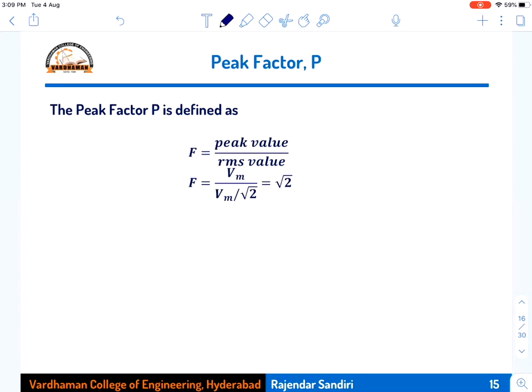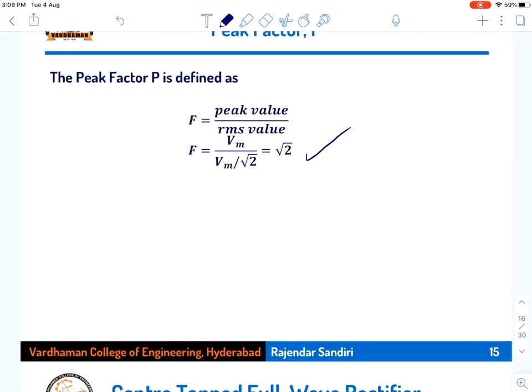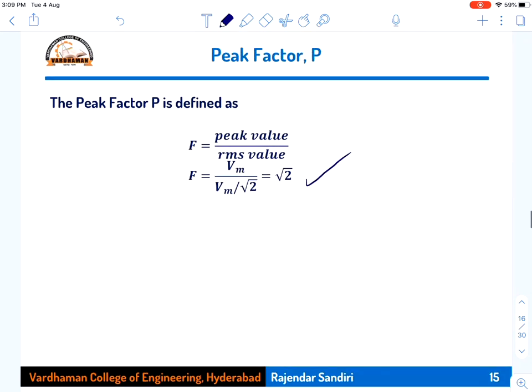Next, peak factor. The definition is peak value divided by the RMS value. That means Vm divided by Vm by root 2. So that is root 2, which means 1.414. That is the peak factor. So form factor is 1.11 and peak factor is 1.414. Okay. So these are all the 11 parameters for the half wave and full wave rectifier.